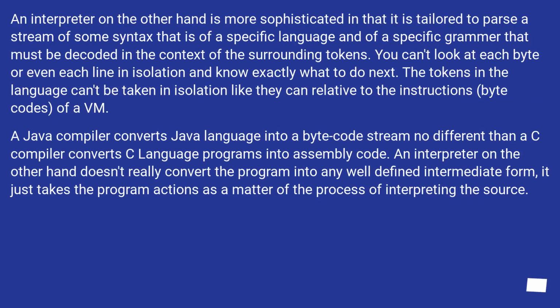An interpreter, on the other hand, is more sophisticated in that it is tailored to parse a stream of some syntax that is of a specific language and of a specific grammar, that must be decoded in the context of the surrounding tokens. You can't look at each byte or even each line in isolation and know exactly what to do next. The tokens in the language can't be taken in isolation like they can relative to the instructions, bytecodes, of a VM. A Java compiler converts Java language into a bytecode stream no different than a C compiler converts C language programs into assembly code.